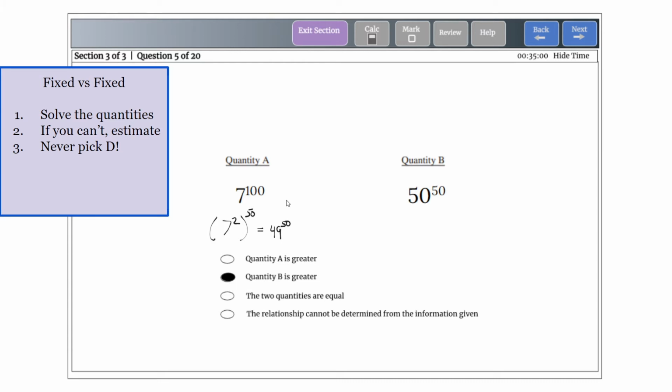Again, though, with a question like this, even if you don't know how to solve it, even if you can't find a way to make them comparable, you would never pick D, right? Obviously, 7 to the 100th and 50 to the 50th, they're going to end up being whole number integers. And so one either needs to be bigger than the other, or they need to be equal.